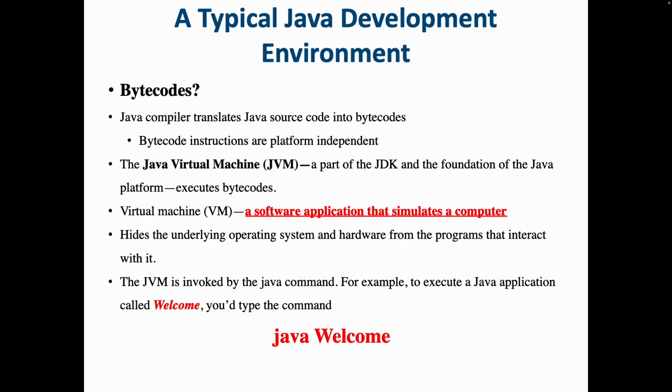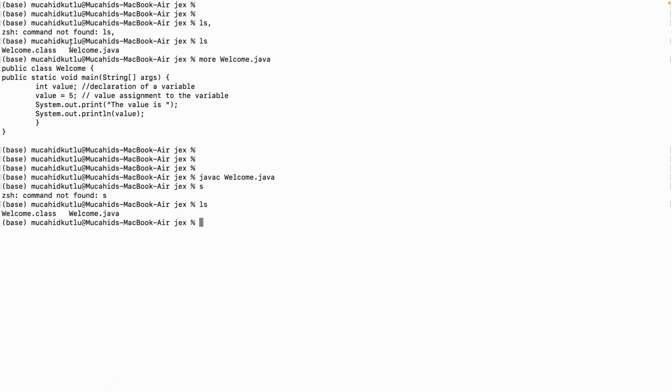Now I have the class files, and if I write java Welcome, for instance, in our case, if I type this, then it will be invoked by this command, and it will get this Welcome.class file and execute this application on that computer. Again, I'm going back to my terminal. If I say java Welcome, basically it will run the code. It was printing this, the value is 5.